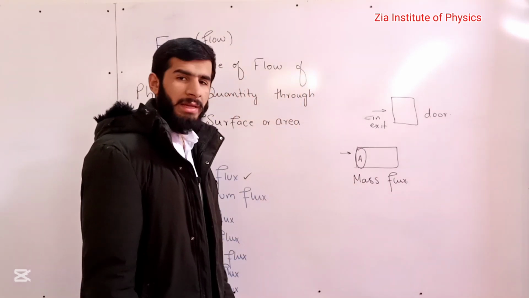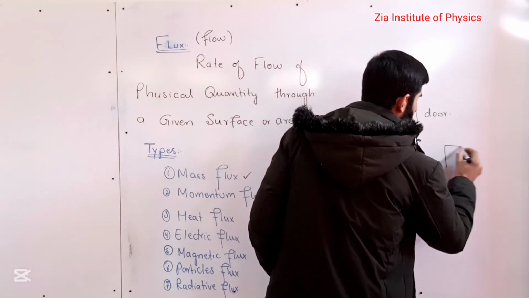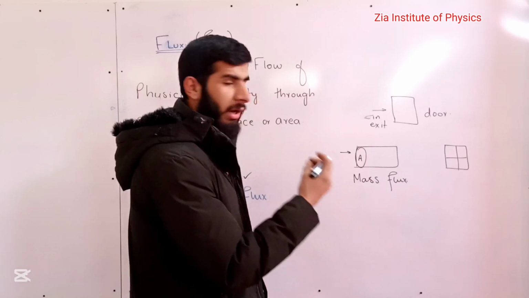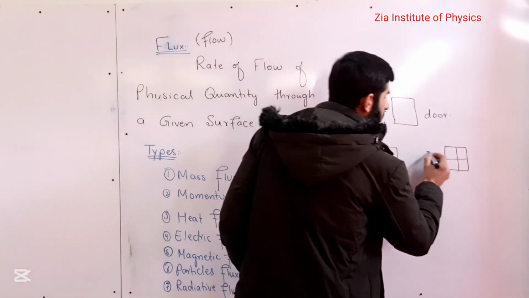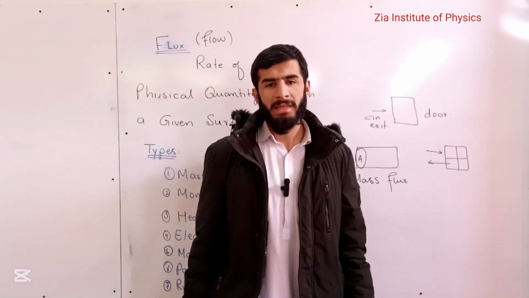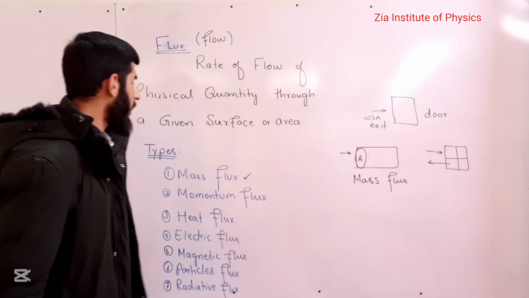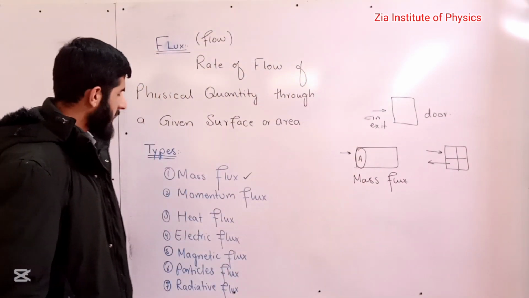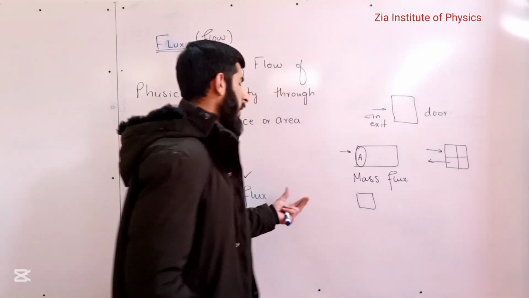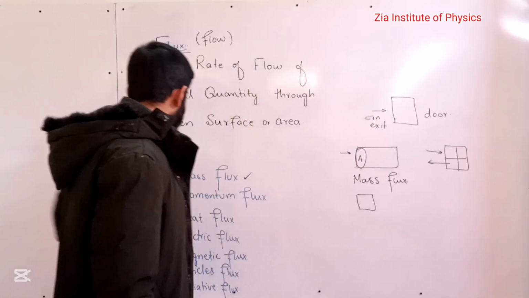For example, this is a window and some amount or mass of air comes inside the room or goes outside of the room. The flow of this mass will be known as mass flux. Similarly, there are so many examples of flux. Momentum flux: if momentum flows across a specific area, then this flux will be known as momentum flux.